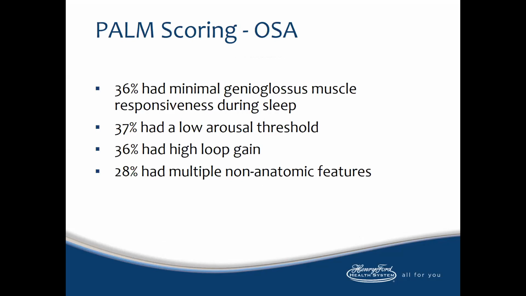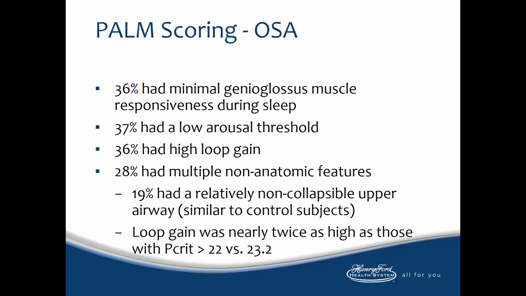So they were hoping to use those different categories to recommend PAP therapy versus mechanical therapy versus surgical therapy. So that can be used as another guide to delineate things. What was interesting is that some of those patients with non-anatomic features of OSA were pretty similar to their control group.